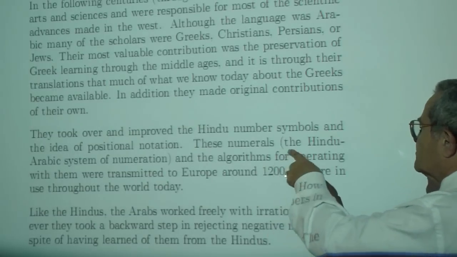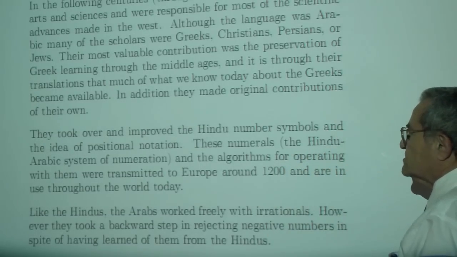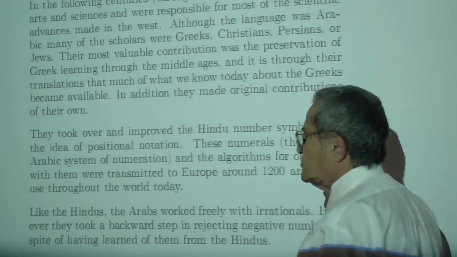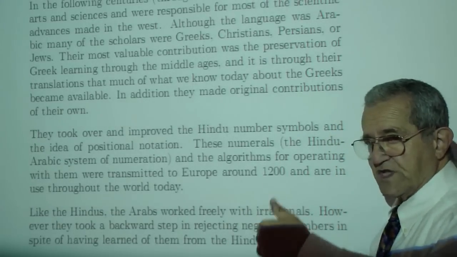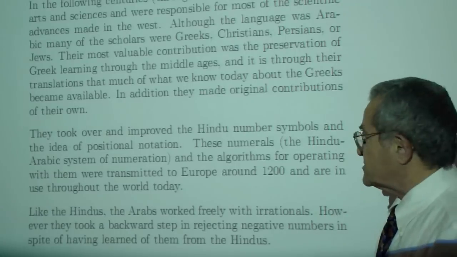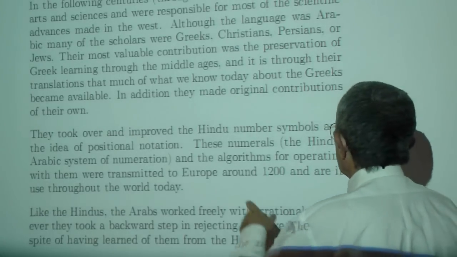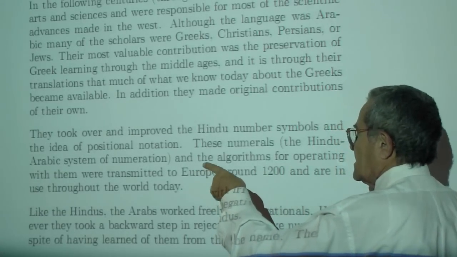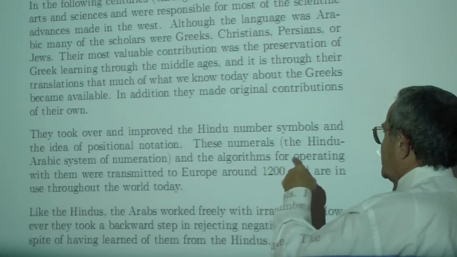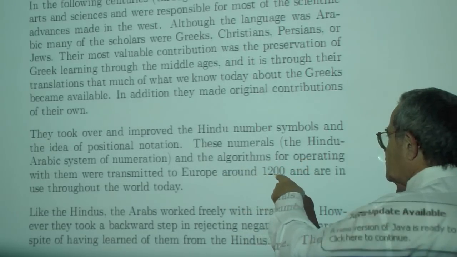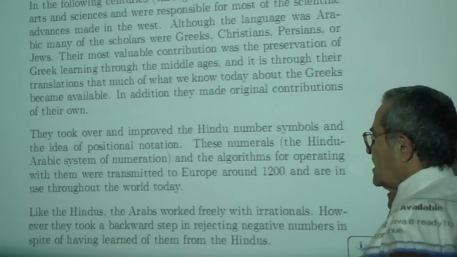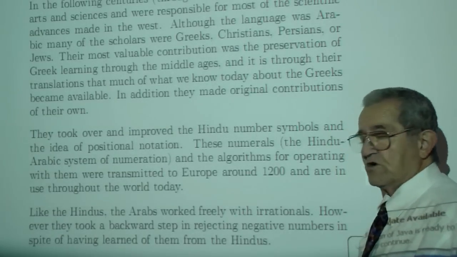They took over and improved the Hindu numbers, symbols, and the idea of positional notation, very important, position. The ones, the tens, the hundreds, the thousands, and so on. The numerals, the Hindu-Arabic system of numeration, and the algorithms for operating with them were transmitted to Europe around 1200 and are in use throughout the world today.